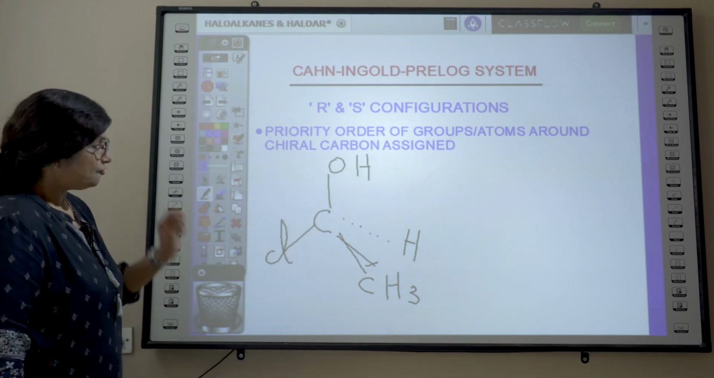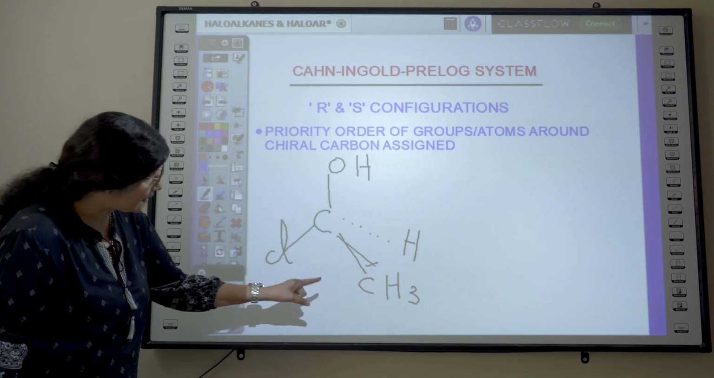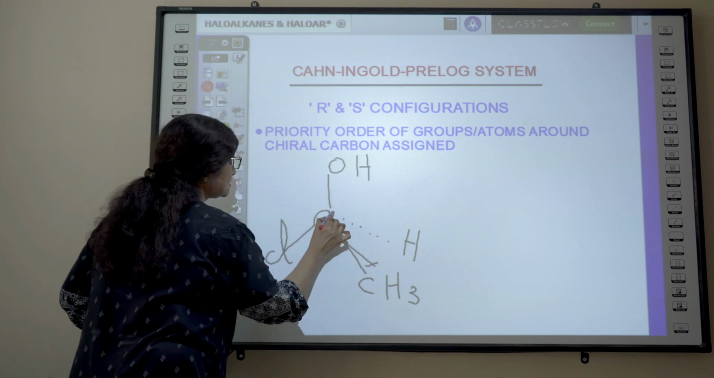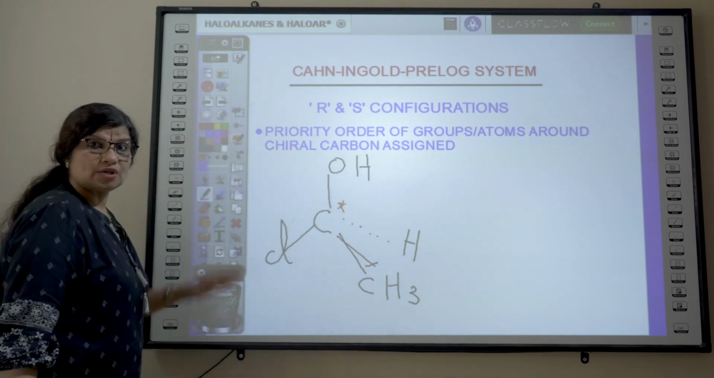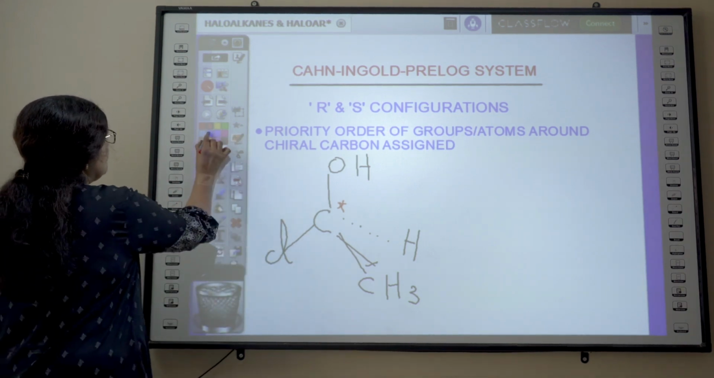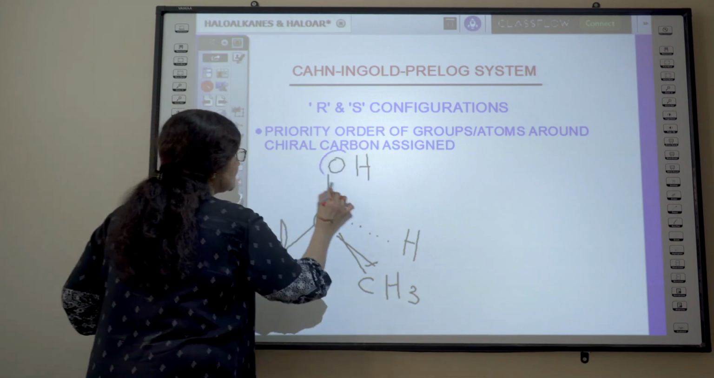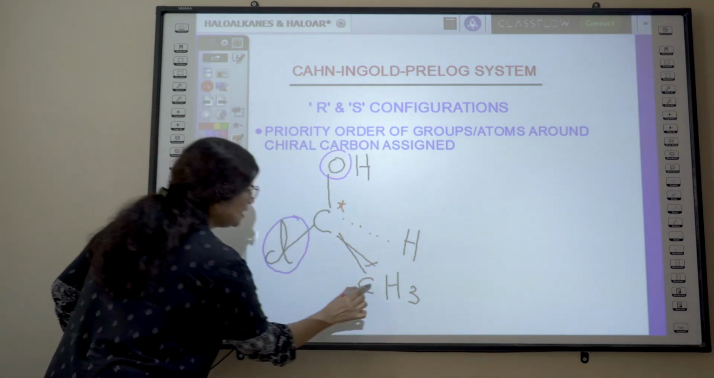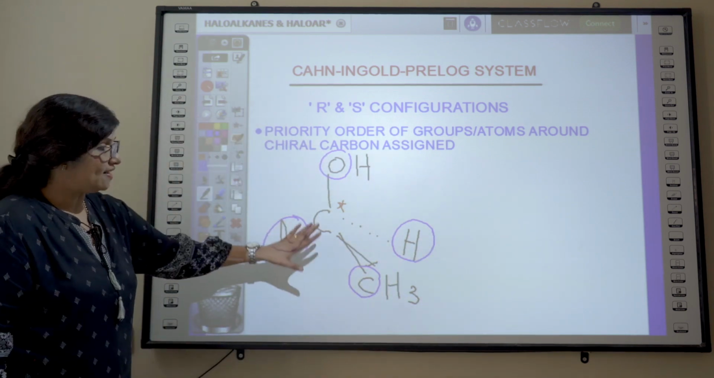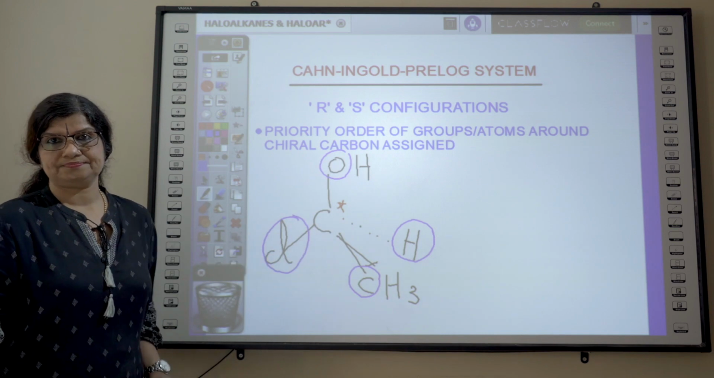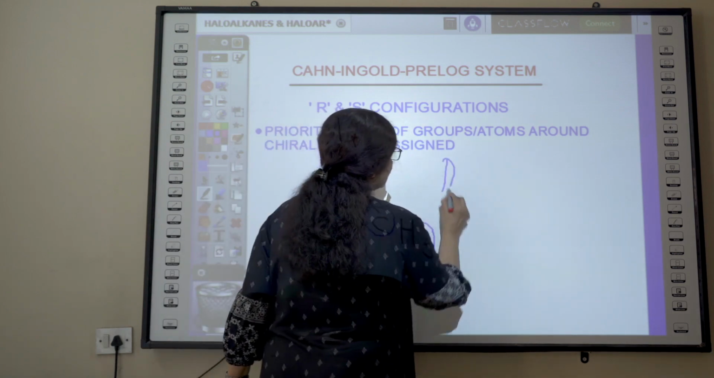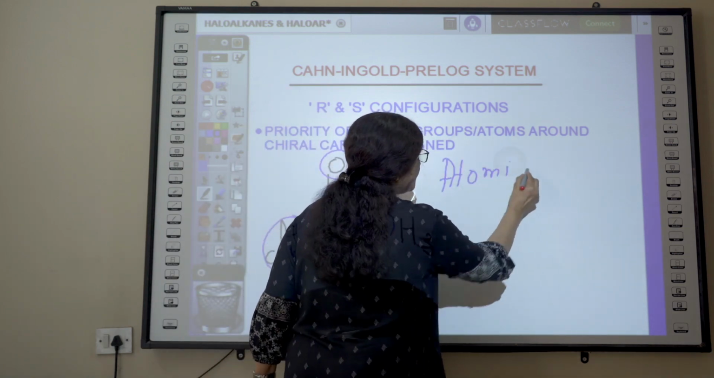Now focus on the atoms which are directly bonded to the chiral carbon. This is the chiral carbon. So which are the atoms directly bonded to the chiral carbon? Oxygen, chlorine, carbon and hydrogen. Correct? Now we have to assign an order of priority, and that is based on atomic numbers.